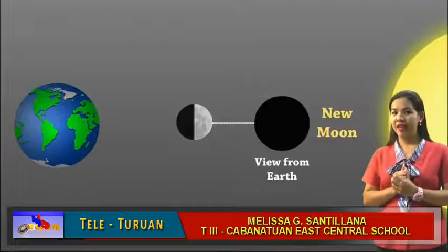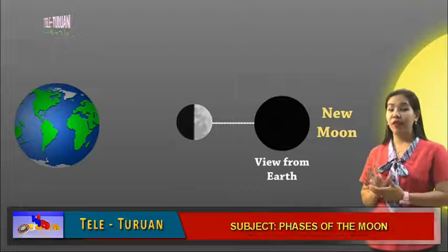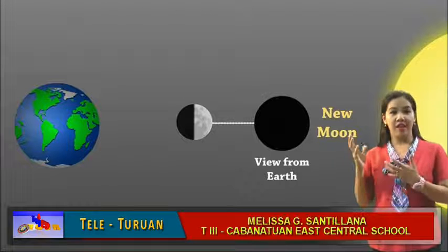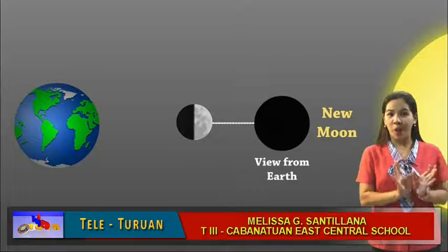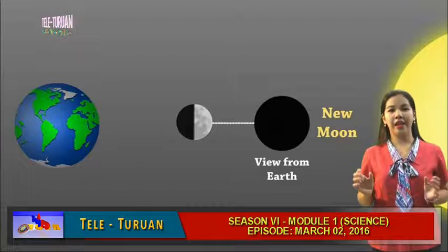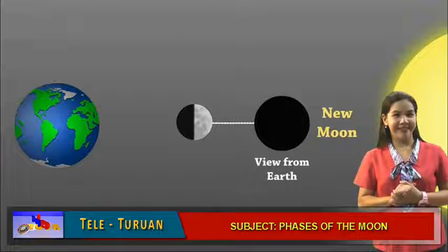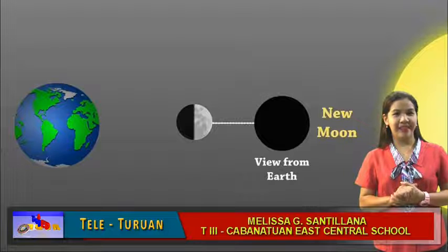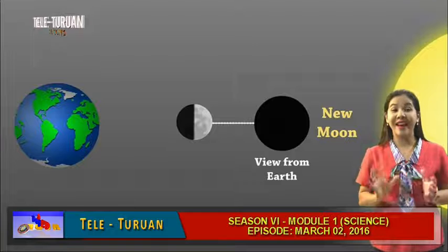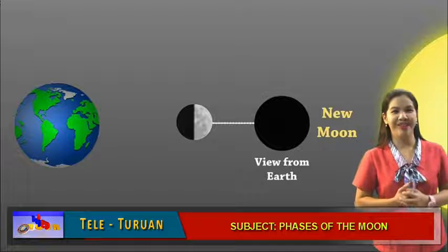The first phase, let's begin with the new moon. The lighted side of the moon faces away from the earth. This means that the sun, earth, and moon are almost in a straight line, with the moon in between the sun and the earth. The moon that we see looks very dark. When the moon is between the sun and the earth, the side that faces the earth is not lighted, so we do not see it. And this phase is called new moon.